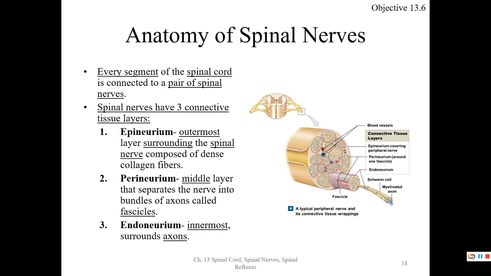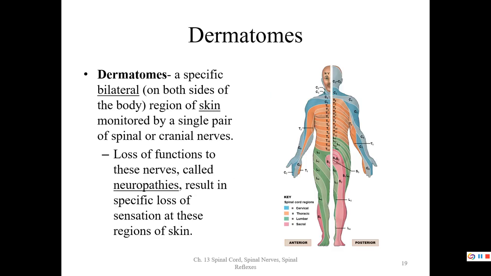Now spinal nerves. They're going to be surrounded by 3 layers of connective tissue. There's going to be an epineurium around the outside, the outermost, which surrounds the whole spinal nerve. There's a perineurium that surrounds the nerve fascicles, and the endoneurium that surrounds the axons. Think about the epimysium, perimysium, endomysium that we learned in muscle tissue. Very similar. Epineurium around the nerve, perineurium around the fascicle, endoneurium around the axon, which is part of the cell.